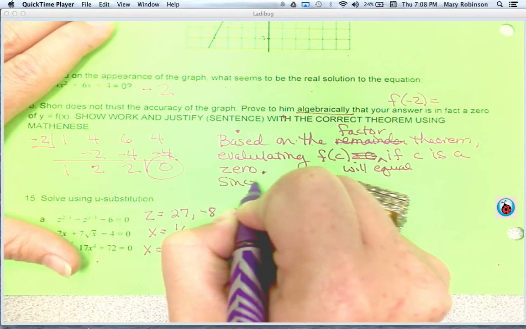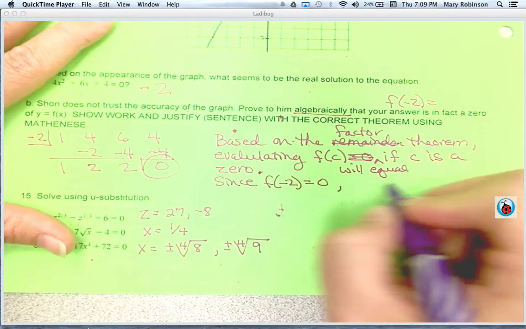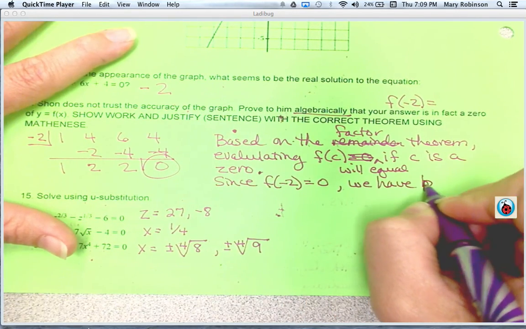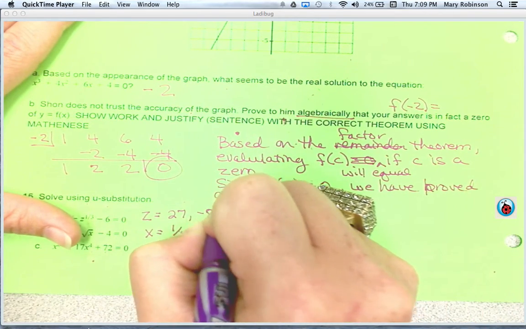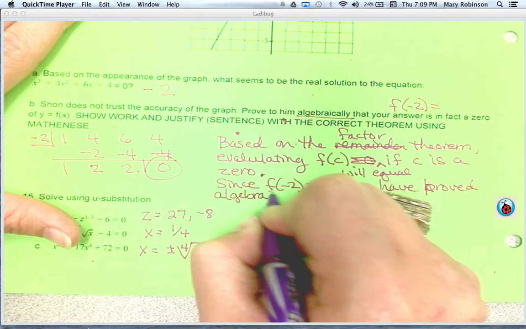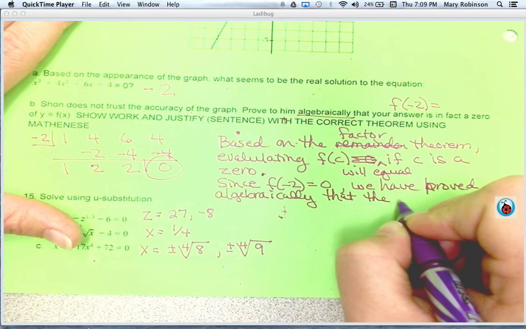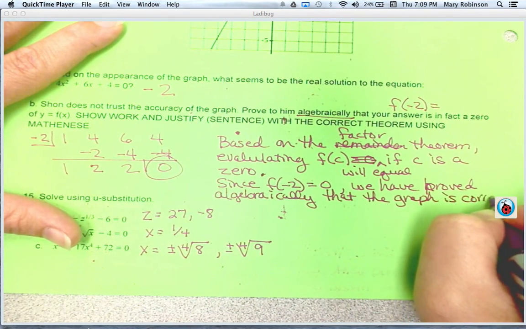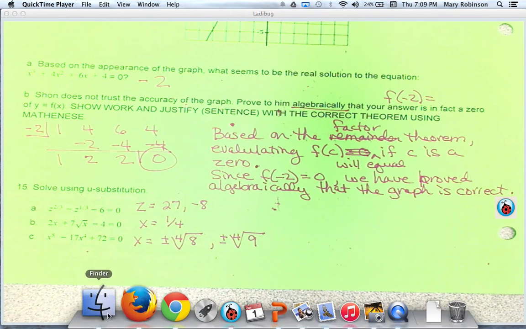Since f of -2 equals 0, we have proved algebraically that the graph is correct. So since it equals 0, we've proved algebraically that the graph is correct. All right, I've already worked out 15, so good luck on your test, guys.